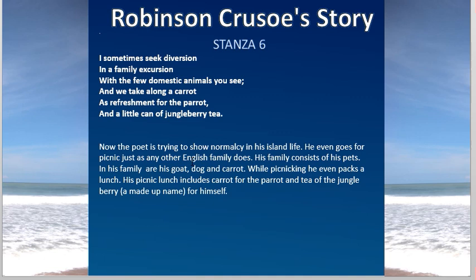Now the poet is trying to show normalcy in his island life. He even goes for a picnic just as any other English family does. His family consists of his pets, and his family are his goat, dog and parrot. And while picnicking, he even packs a lunch. His picnic lunch includes a carrot for the parrot and a tea of jungle berry, a made-up name for himself.